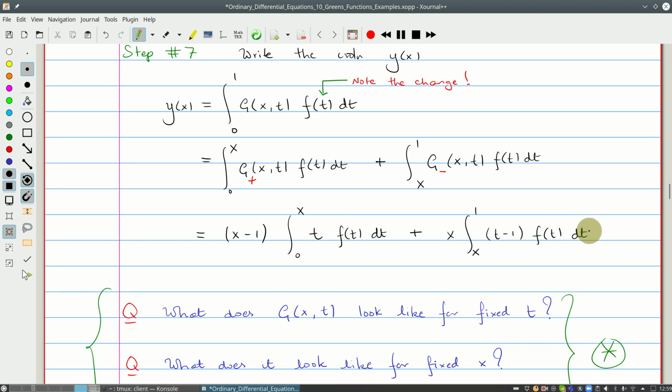So, if you wish, you could now try a few functions of f and see what you get, and make sure that the solution you get is the same as what you would have expected from the standard ways of solving this differential equation.